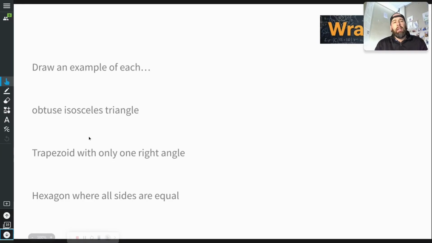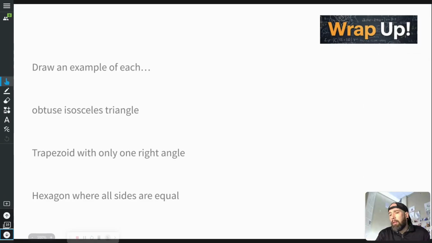Draw an example of each. An obtuse isosceles triangle. Kind of move that face again. An obtuse isosceles triangle. Now, first off, an obtuse triangle has one angle greater than 90. Isosceles has two equal sides. So I'm going to try to draw an angle where the sides are greater than 90 like that. I'm going to try to draw it where they both appear to be the same. And let's connect these the best that we can. I'm not an artist. This is the best that I can do.